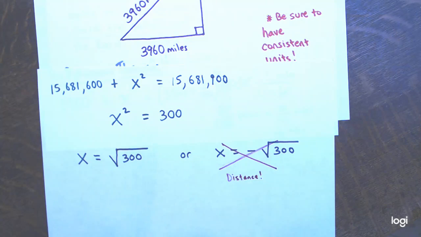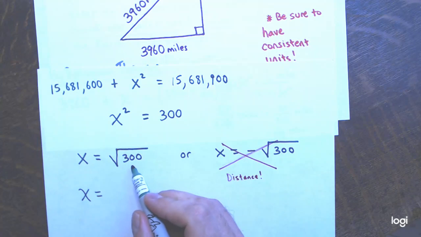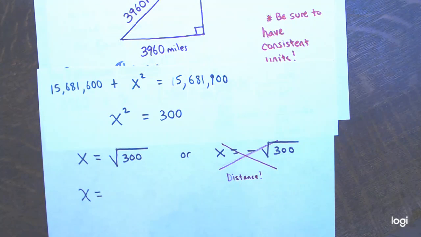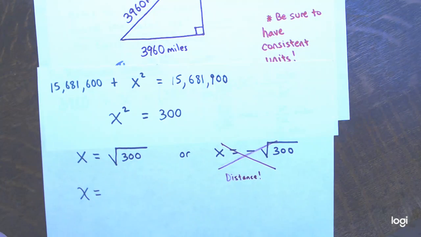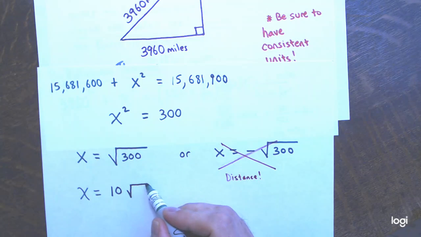All right, and then of course I'd like to simplify this radical. Now the square root of 300, 100 is a perfect square, 10 squared, that goes into 300. I could break this down to the square root of 100 times the square root of 3, using that product property for radicals. And that would be 10 times the square root of 3.